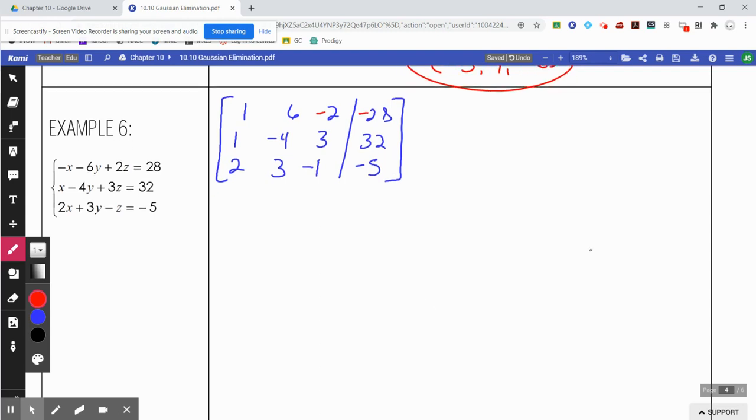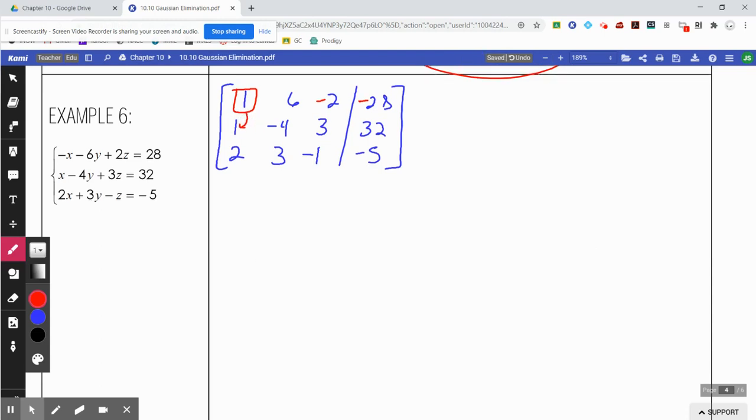Now let's make this 1. Let's use it as a tool, and let's use it to zero this out. And the way we're going to do that, we need to add -1 to it. So we're going to do -1 times our tool. We're going to add it to row 2. So rows 1 and 3 do not change.